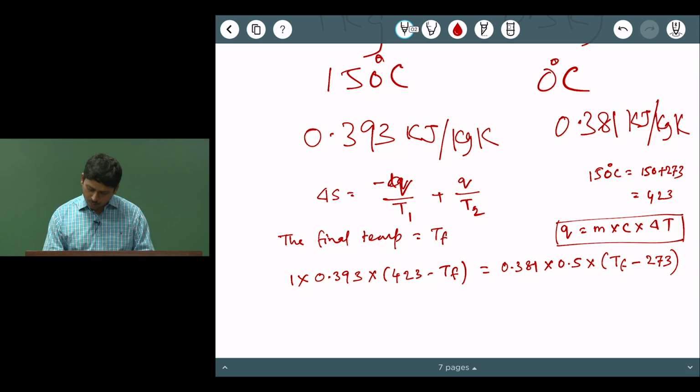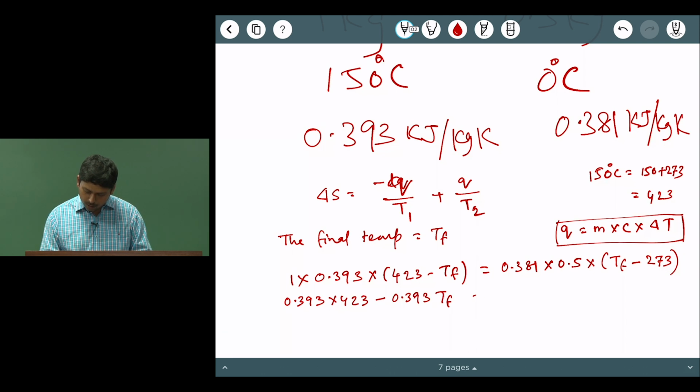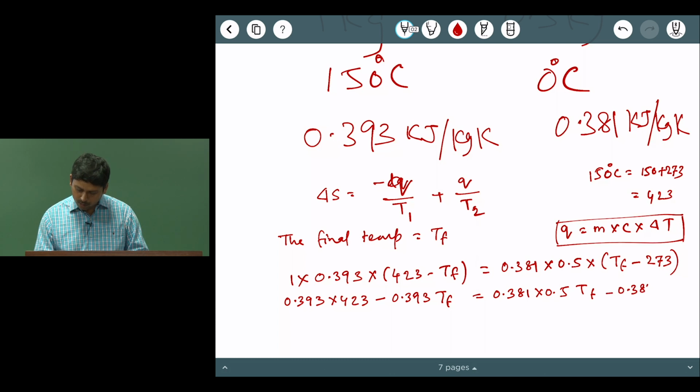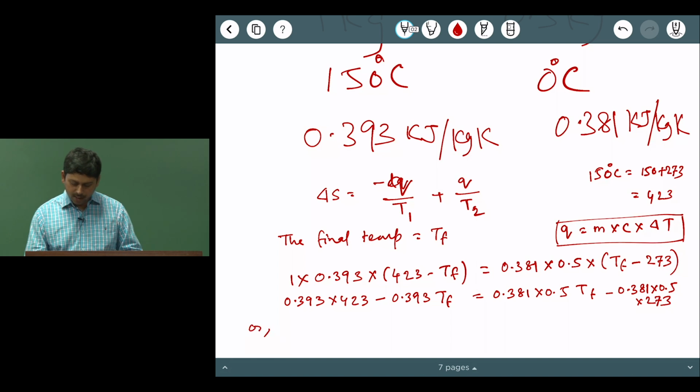So, let us try to calculate that. 0.393 into 423 minus 0.393 Tf is equal to 0.381 into 0.5 Tf minus 0.381 into 0.5 into 273. So, what you are going to get, we are going to use the calculator now.